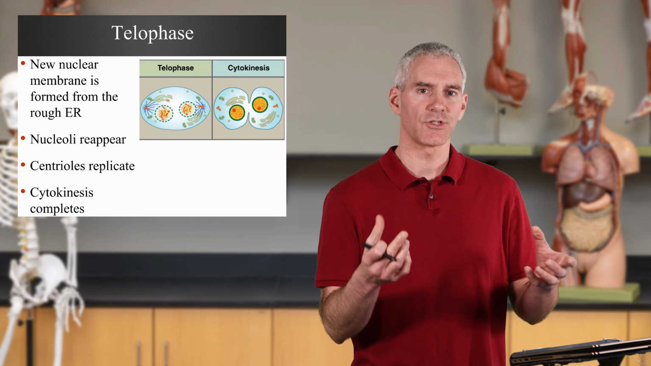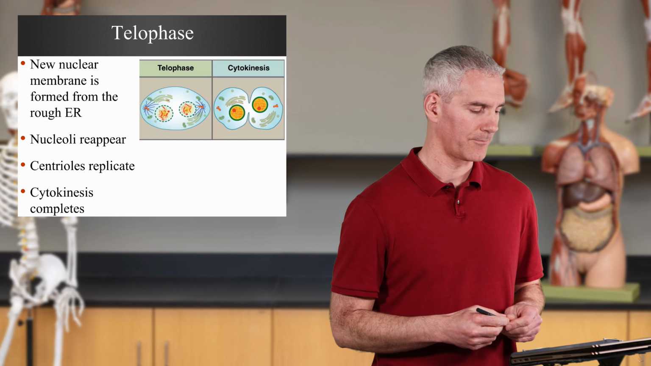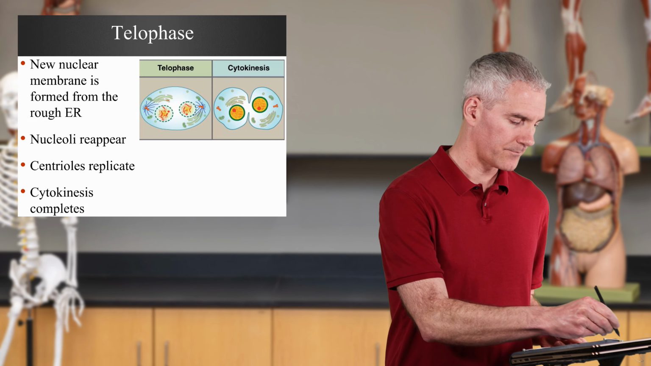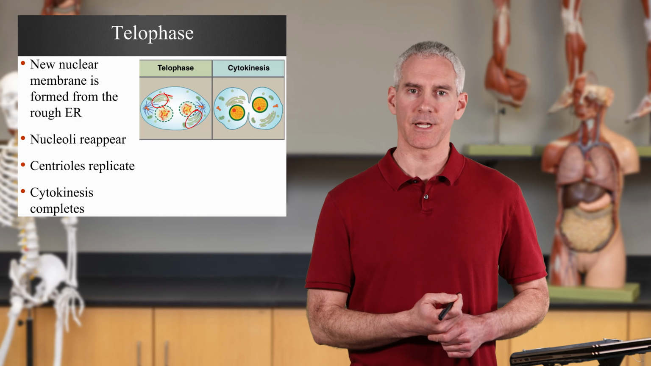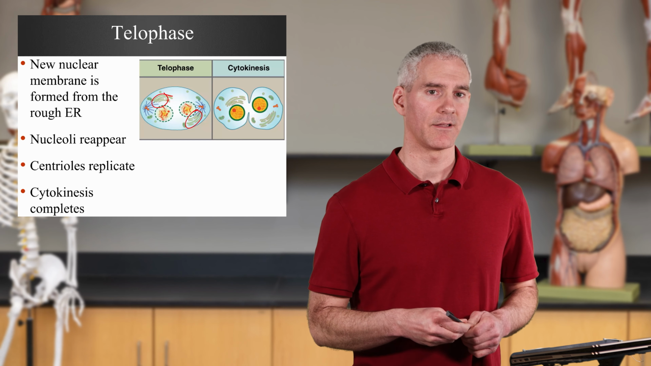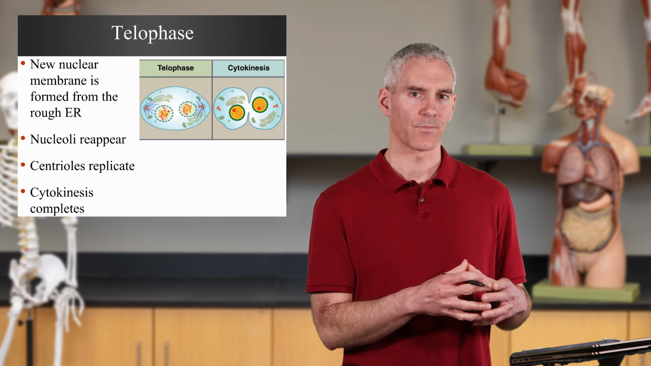You're having sections of rough endoplasmic reticulum form around the outsides as well. You can see here and here our new rough endoplasmic reticulum starting to form outside the nuclear membrane. So getting everything ready to go.